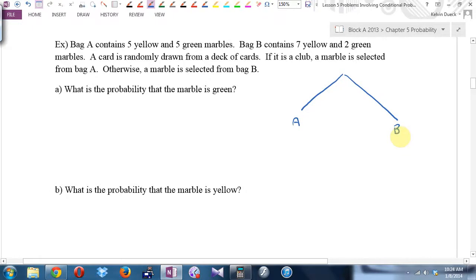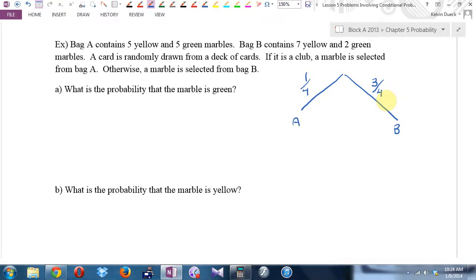What's the probability of picking bag A? It's not 50-50. It's not one-half this time. Because it says, before you do that, to choose what bag, what are we doing? Pick a club. So what's the probability of getting bag A? What's the probability of getting a club? And I guess 1/4. Because there's 4 suits in a deck of cards, only one of which is clubs. Is that okay?